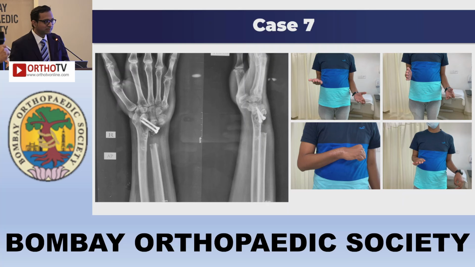To answer the question that you asked, between a Darrach and a Sauve-Kapandji, how do you select? If beyond the bone, between the carpus and the bone, the TFCC and everything else is good, a Sauve-Kapandji works. If that is destroyed and you bring this together, the TFCC is going to give you pain, so you need to just take it out. So then a Darrach works.